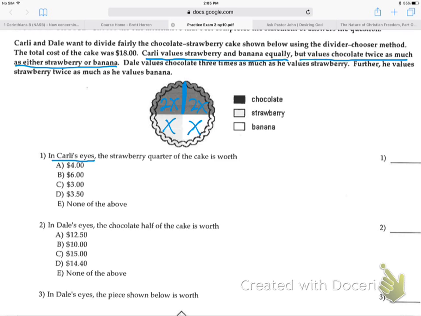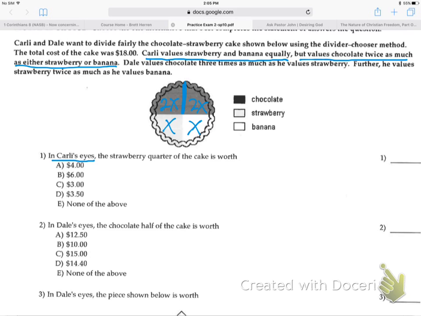Give you another little bit of time. All right, so got the X, X, 2X, 2X. So make them the same size. They give you different sizes, just make them the same size. Then chocolate is double, so 2X, 2X.